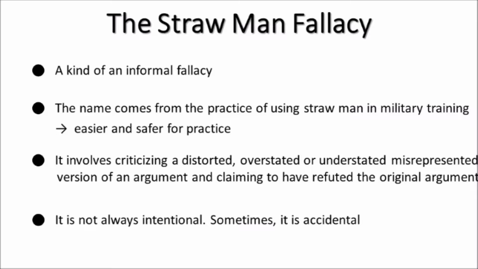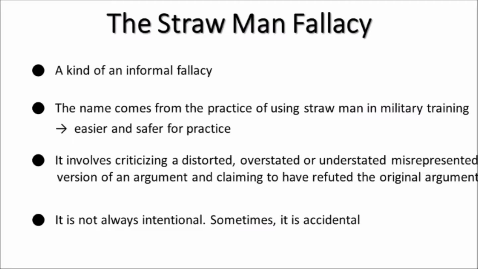It makes their opponent's argument easier to attack, like attacking a strawman, and it involves criticizing a distorted, overstated, or understated, misrepresented version of an argument and claiming to have refuted the original argument. The misrepresented version of their opponent's argument is easier for them to refute, just as easy as shooting a strawman. They may ignore crucial information, or even distort claims to absurdity, which is easier to refute. These are all strawman tactics.